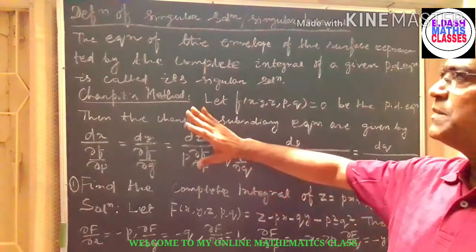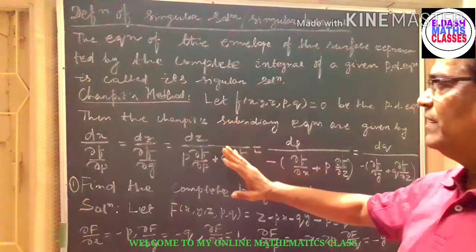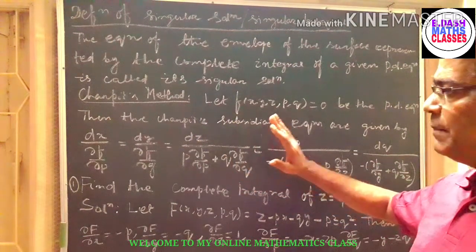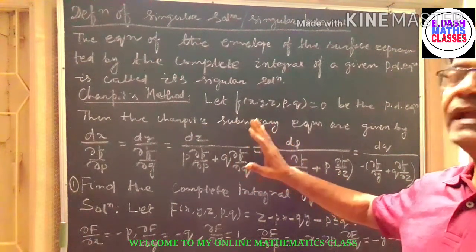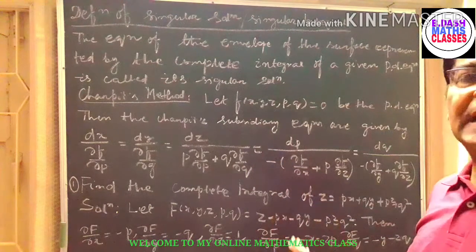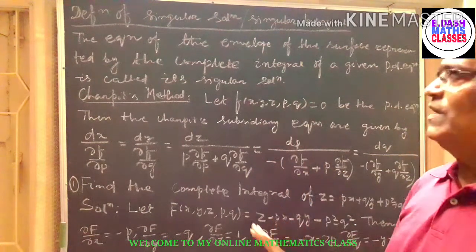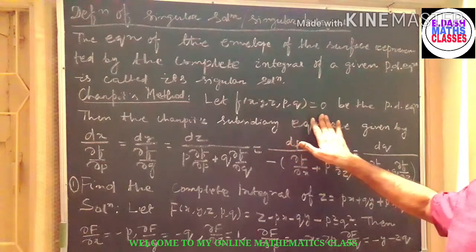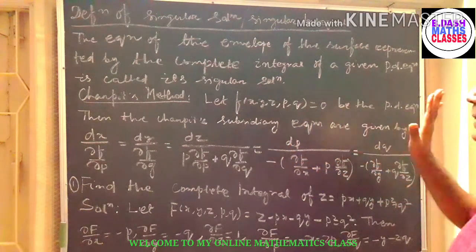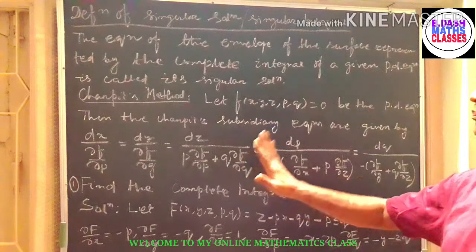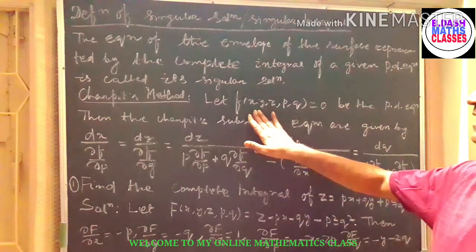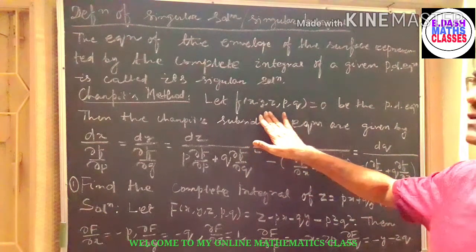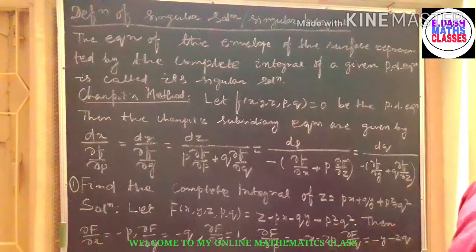Now let us proceed for Charpit's method. This is a very important method useful for solving partial differential equations. Let f of x, y, z, p, q is equal to 0 be the partial differential equation. That means there is an expression containing x, y, z, p and q.